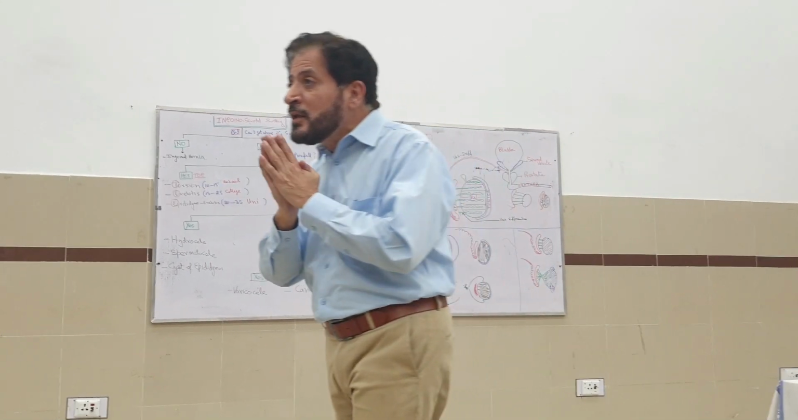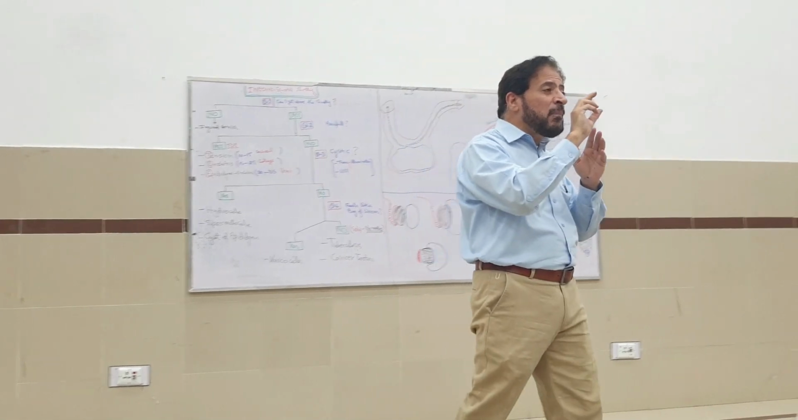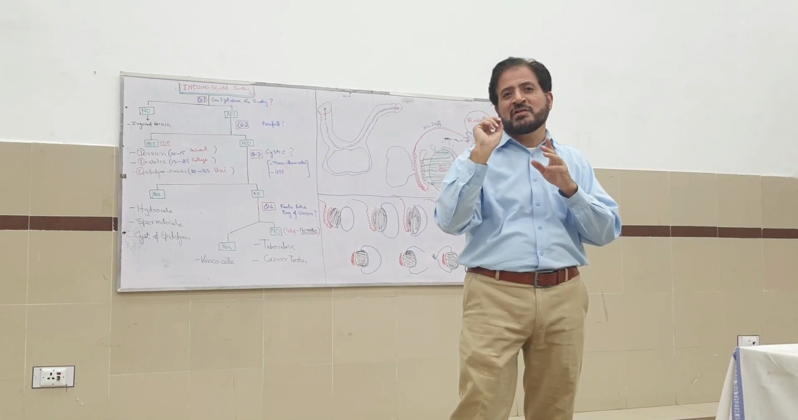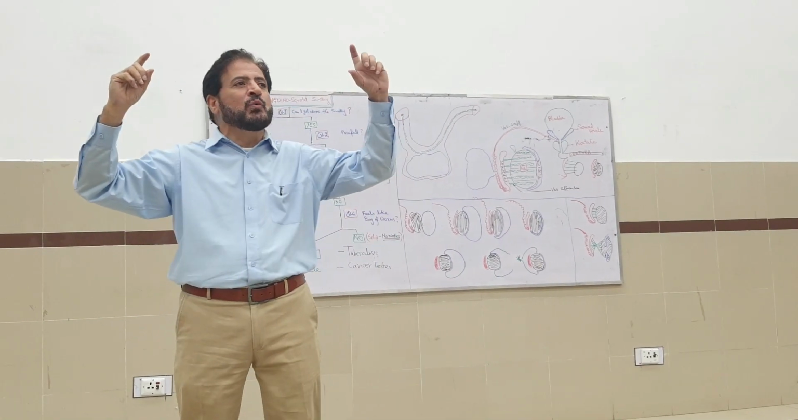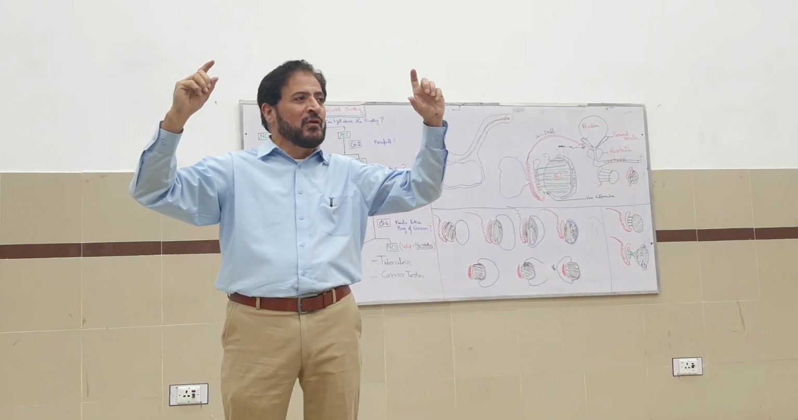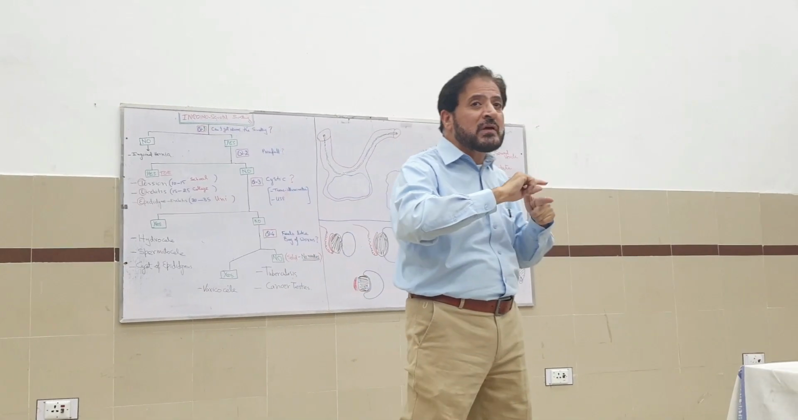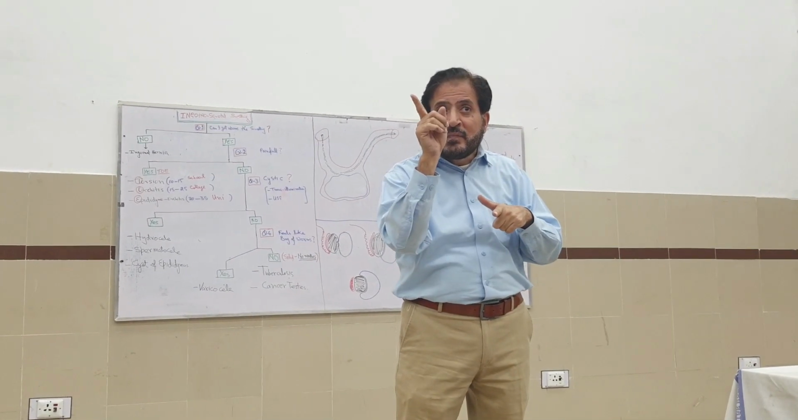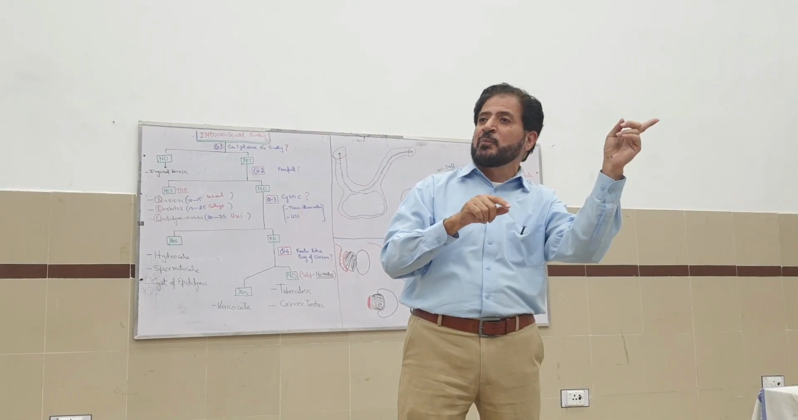But these antibodies somehow match a protein in the testes as well. Some of the viral proteins are very similar to some of the testicular proteins. So what happens? When the body manufactures antibodies against the virus, they are also effective against the testicular protein.